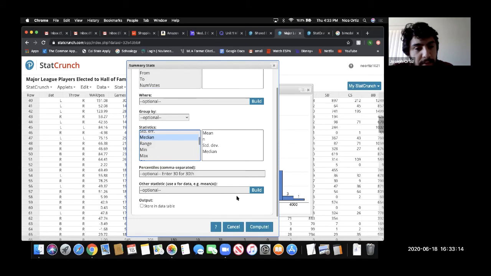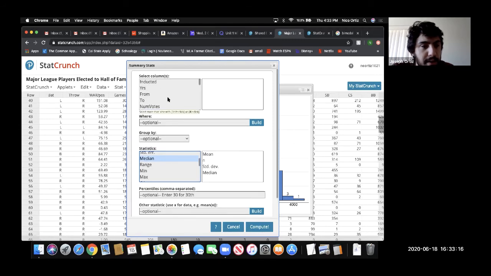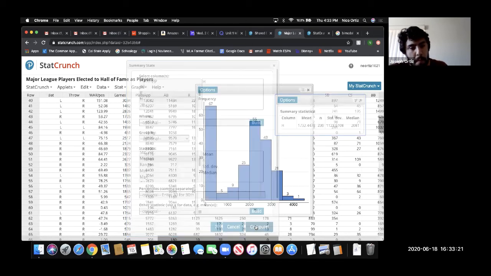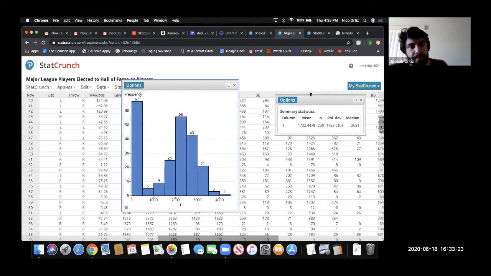Okay, let's scroll up before you put compute because you haven't picked a column yet. And then put compute. All right, there you go.